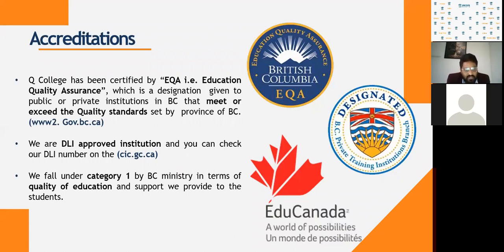We also fall under Category 1 by the British Columbia Ministry in terms of the quality of education and support we provide to the students. As we already discussed, we have a special cell dedicated to the well-being and career and professional development of the students, which helps them get placed in various jobs, build their resumes, and build their careers better. This is why we fall under Category 1 by the British Columbia Ministry, due to the support we give to the students.